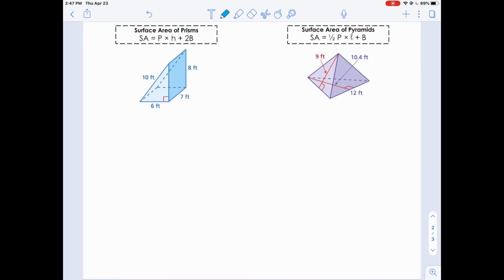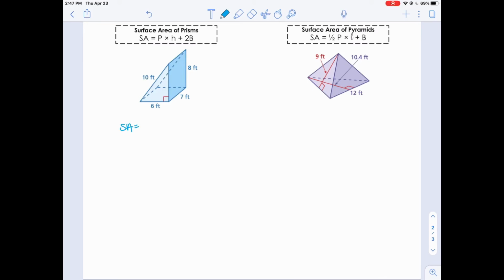So first I'm going to start with the prism on the left. So we have a triangular prism. I can tell because the two parallel bases are triangles, okay? And we're given, it looks like, the hypotenuse as well as the base and the height and the depth of this thing. So lots of things going on here. Let's find its surface area.